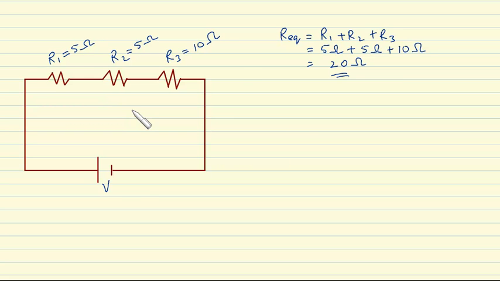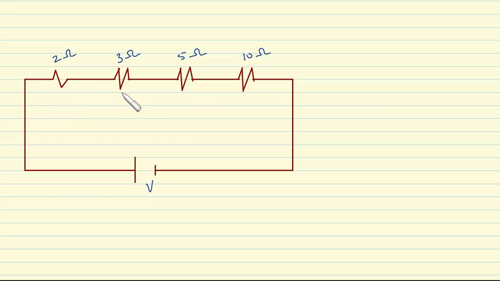Let's see some more questions. In this circuit we have four resistors, 1, 2, 3 and 4. Are these connected in series? Obviously they are. If the current I flows through the battery, then the same current will flow through each of them. Now what will be the equivalent resistance? R equivalent will be equal to the sum of all these resistors: 2 ohm plus 3 ohm plus 5 ohm plus 10 ohm, which is 3 plus 2 is 5, 5 plus 5 is 10, 10 plus 10 is 20 ohm. Again the answer is 20 ohm.